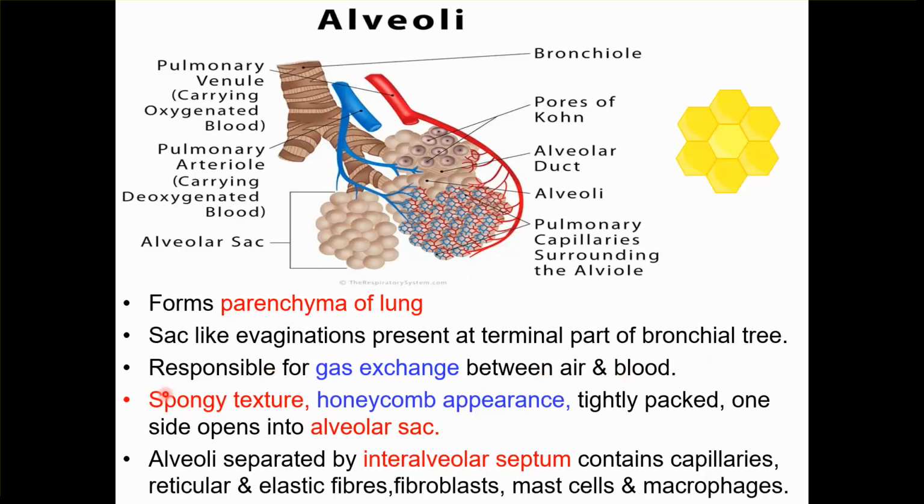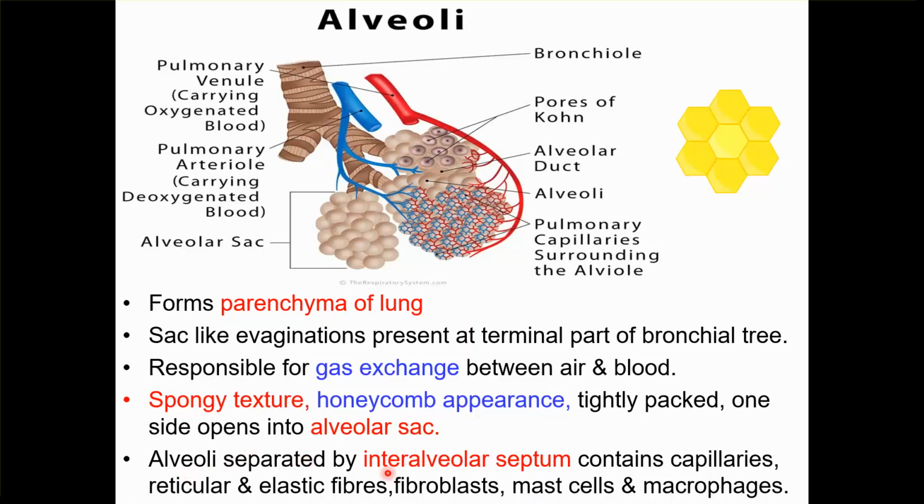It has a spongy texture and a honeycomb appearance. Tightly packed, one side opens into the alveolar sac. As you can see, these are the openings called pores of Kohn, through which it opens into the alveolar sac, and they also communicate with each other.